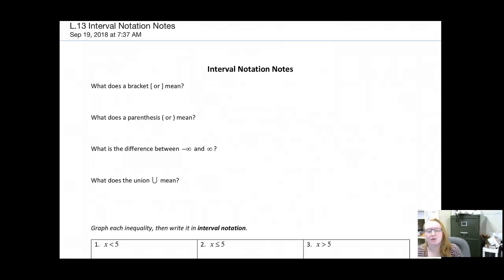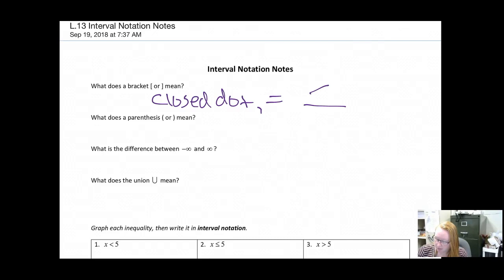Hey y'all, I'm going to do a quick review of interval notation. So when I have a bracket in interval notation, it means that the graph had a closed dot or that my inequality had an equal sign of some sort. So in class I use a straight line equal sign, and that creates that straight line bracket.